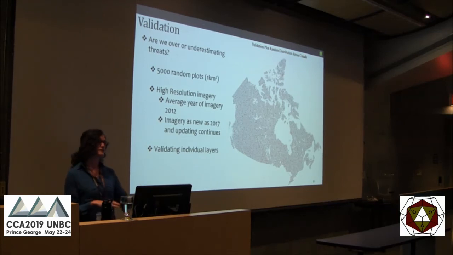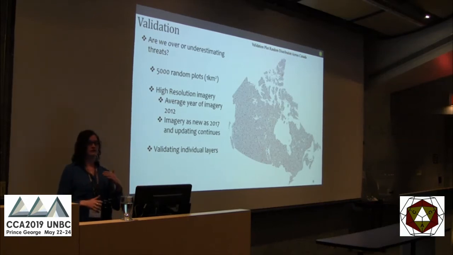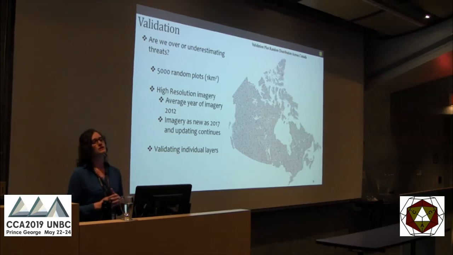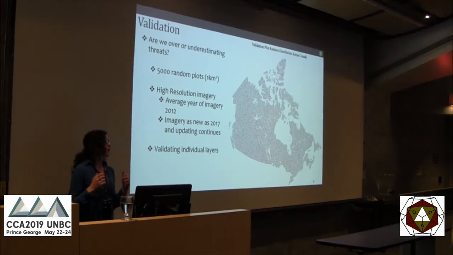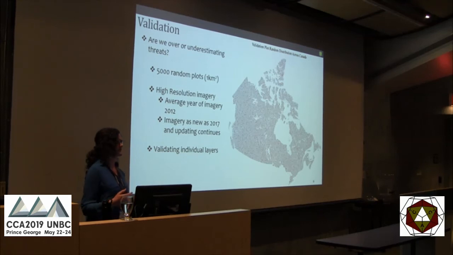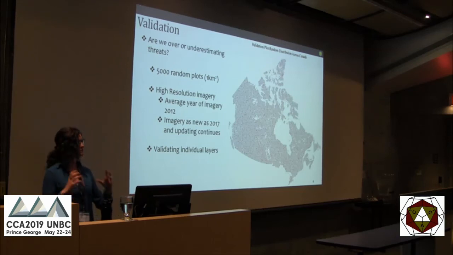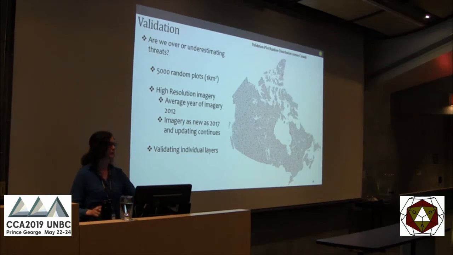This is the stage that I'm at, and I haven't completed the validation yet. But the average image date was 2012, so we can get relatively new imagery, and it continues to update. I want to validate these individual layers and ask, firstly, are we really meeting what the ground says? Are these data sets sufficient, or are we really missing things? That way we can see what data sets need improvement, what is a solid data set, and also what's on the landscape that we don't have.